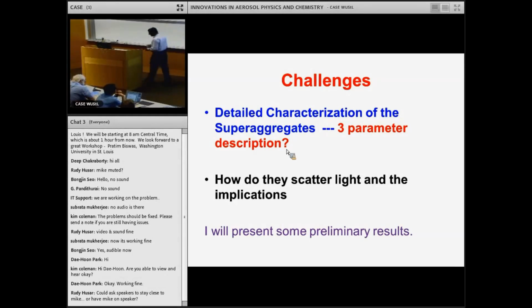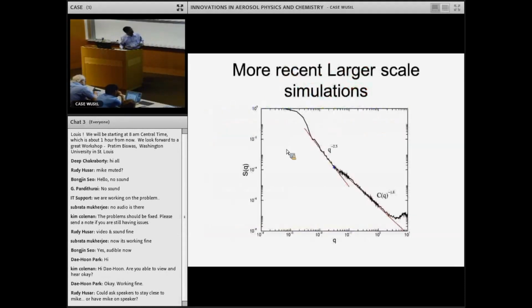Okay. I'll show you some preliminary results on this from one of my other students. This is just to show that we are doing these large-scale simulations, and again you can see this 2.5 to 1.8 crossover. We put this factor C there. This prefactor is related to this 3-parameter scaling that I was talking about. So we can actually compute that, not just the fractal dimension.